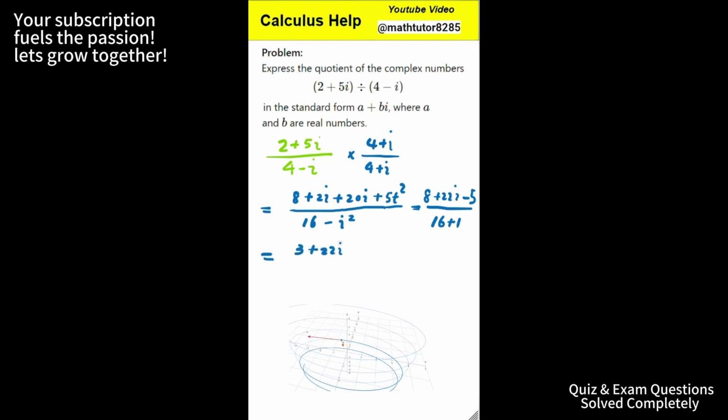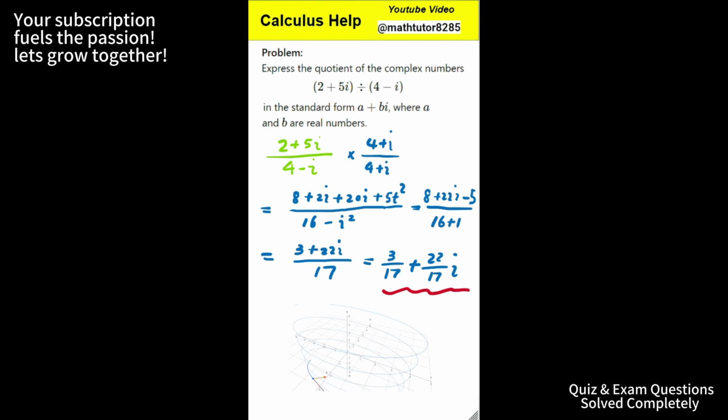Next step is to simplify and write in standard form. Now take the simplified numerator, 3 plus 22i, and divide both parts by 17. This gives us the final answer, 3 over 17 plus 22 over 17 i. When dividing complex numbers, always multiply by the conjugate of the denominator to eliminate the imaginary part and make the expression easier to simplify. That's it for this question solving.